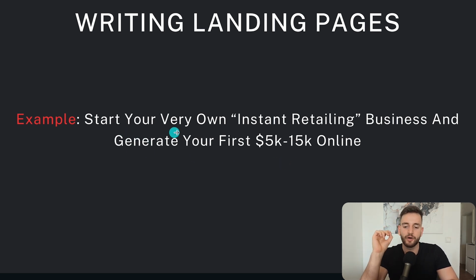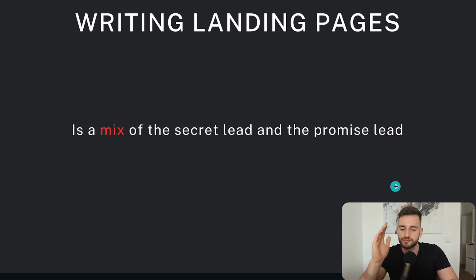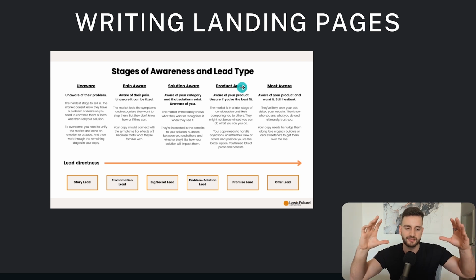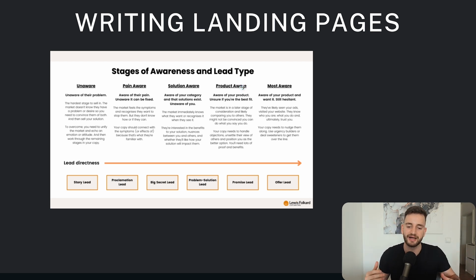Example: start your very own instant retailing business and generate your first 5K to 15K online. This is a mix of the secret lead and the promise lead, like this one and this one, because people are solution aware, they are problem and pain aware. They know dropshipping and stuff, but they don't know the product yet. They don't know the perfect kind of product yet, like, I don't know, an instant retailing masterclass. So that's why we choose a lead like this.